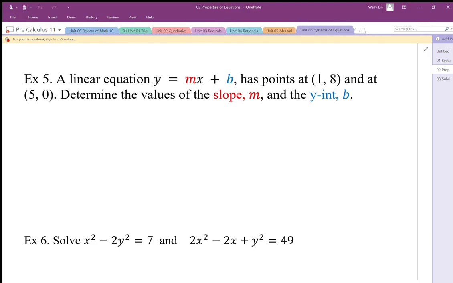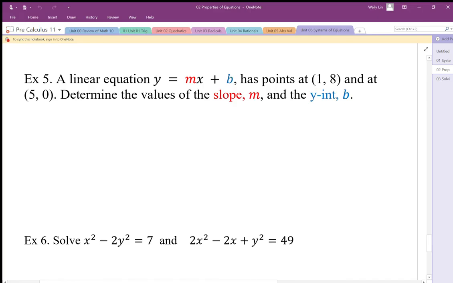The linear equation y = mx + b has coordinates at (1, 8) and (5, 0). Now, when we solved a problem like this in grade 10, we usually found the slope. So we calculated the slope by using the slope formula, and then we substituted it in to solve for the b value, or the y-intercept value.